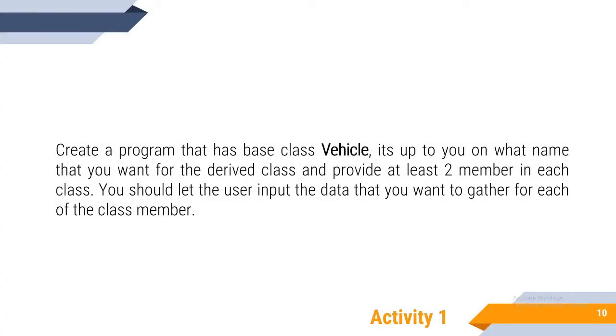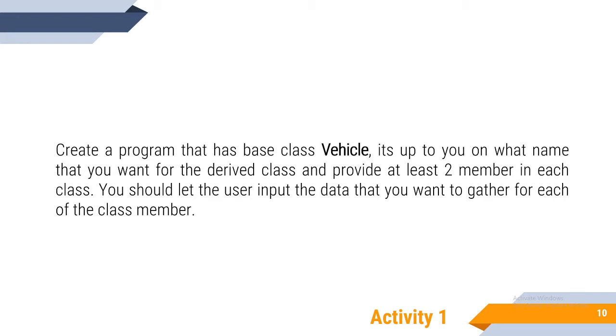And the last one is the activity. This is what I said, that at the end of the discussion you will do something in order to use inheritance in a program. Here you're going to create a program that has a base class vehicle. It's up to you what name you want for the derived class. Remember, inheritance can only be used if the two things have a link or a relationship between the base class and the derived class. You already know the specific things that have a relationship with vehicle, so you can use that also, but it's up to you what derived class name you're going to use.